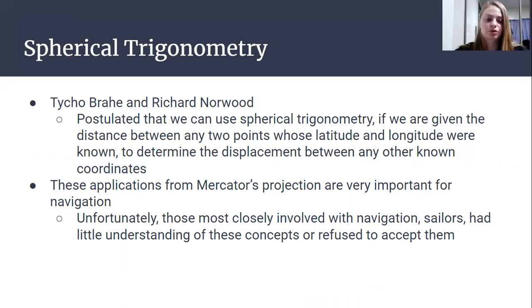Unfortunately, though, those that were closely involved with navigation, so sailors, had little understanding of these concepts, or they refused to accept them. So many navigators regarded even the idea of a mathematical projection of the perfectly spherical Earth onto a plane chart as black magic. And at the same time, navigators claimed that the convergence of the lines of longitude at the poles was ridiculous and imaginary, especially since no one had physically ever experienced that phenomenon. And so they maintained their faith in the proven old maps. So they refused to use the newer, more mathematically advanced maps, which proved to be a challenge.